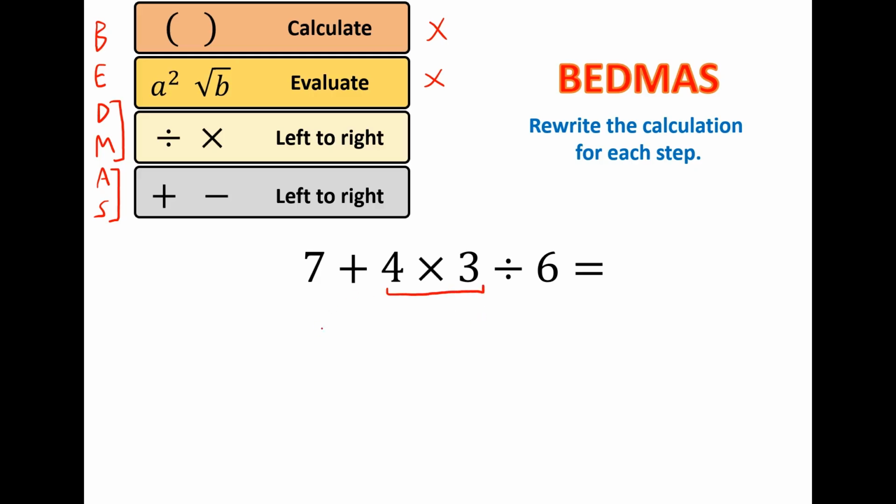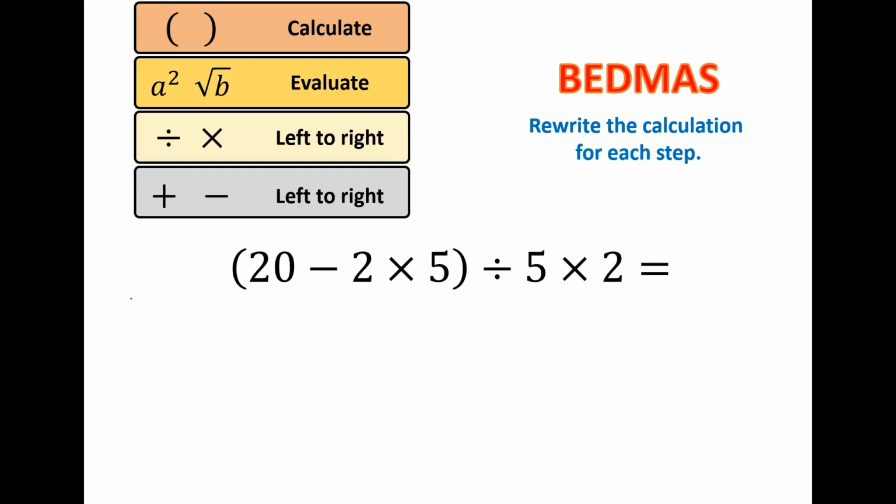So in this case, 4 times 3 is 12. So now I have 7 plus 12 divided by 6. Now I look again. Do we have any division or multiplication left? Yes, we do. We now have 12 divided by 6. So now we complete that. 12 divided by 6 is 2. So now I have 7 plus 2. And then I just simply solve my last operation. So 7 plus 2 is going to be 9. And that's my final answer. If you want to check on a calculator, I would just type everything in at once. And usually the calculator is smart enough to give you the exact answer of 9.